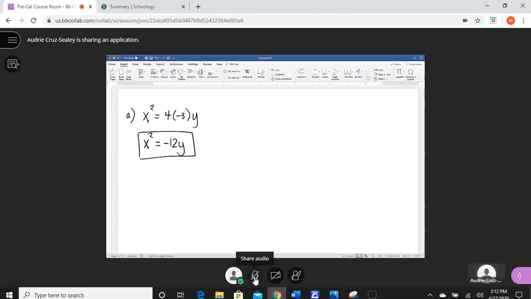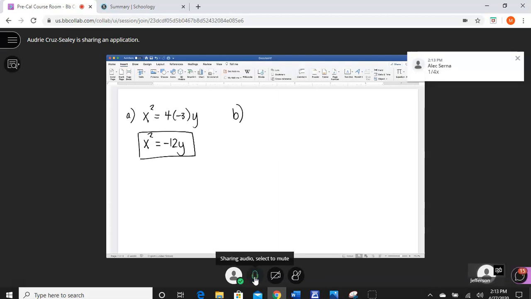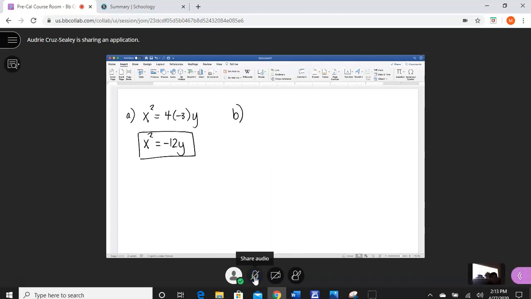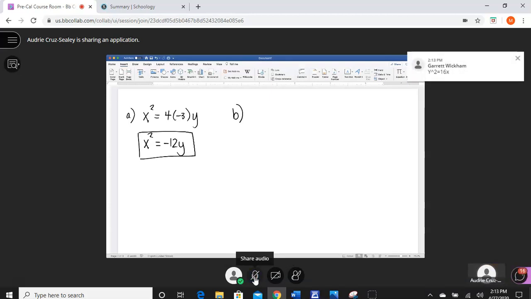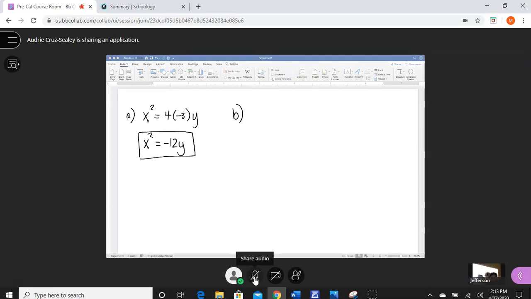Okay, what about B? Did anybody get a formula for B? Y squared equals x. I didn't hear either of y'all because y'all were talking at the same time. Sorry. I got what Garrett got. Y squared equals 16x. Hmm. I didn't get that. I could be wrong though.